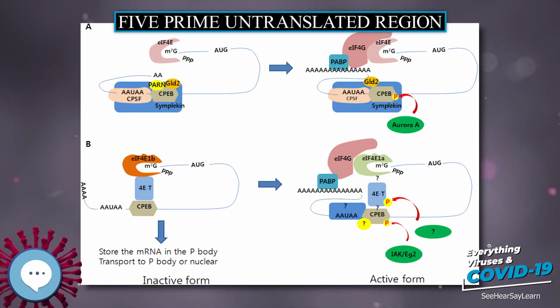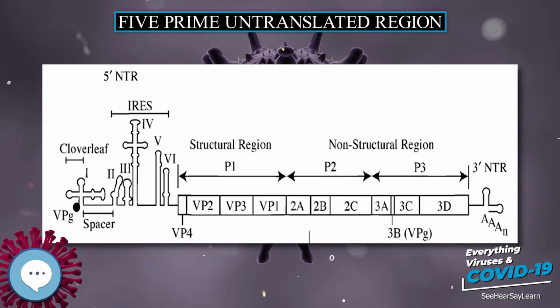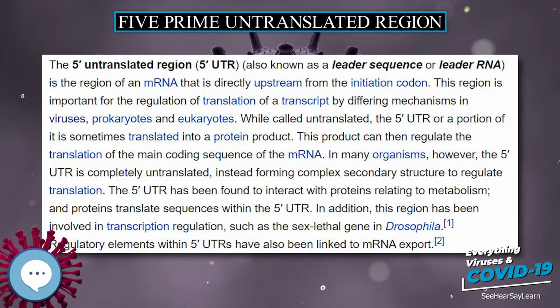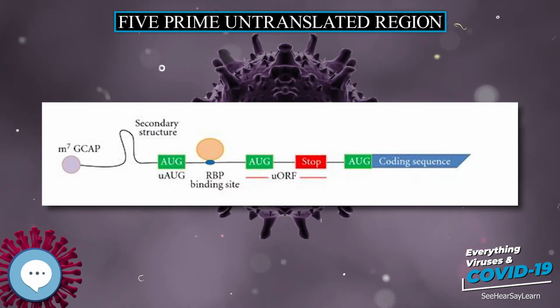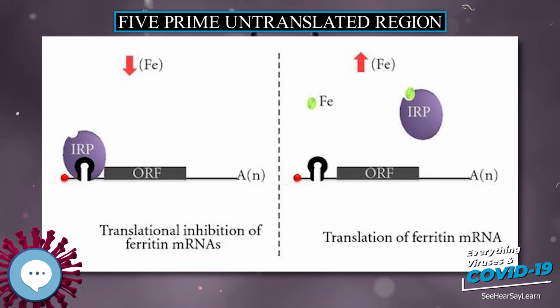While called untranslated, the 5' UTR or a portion of it is sometimes translated into a protein product. This product can then regulate the translation of the main coding sequence of the mRNA. In many organisms, however, the 5' UTR is completely untranslated, instead forming complex secondary structure to regulate translation.